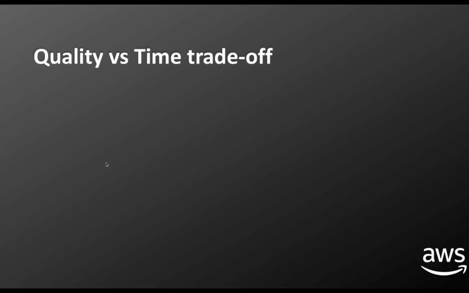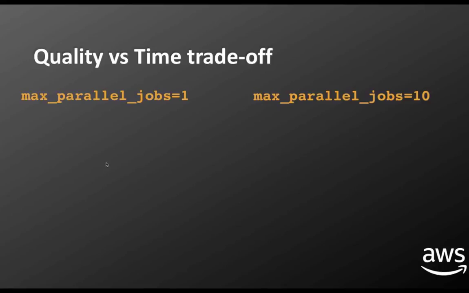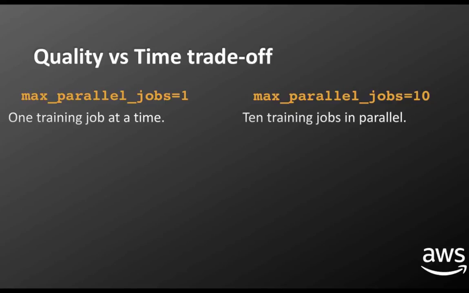And it's really embodied in that one number that we specified, which is the maximum number of parallel jobs. So we picked 10, right? We said run 10 jobs at once. But you can also say just run a single training job at a time by setting max parallel jobs equal to 1. Or you can set it as high as 10, and then it will run 10 clusters of training jobs all at the same time, and search through configuration space in parallel.